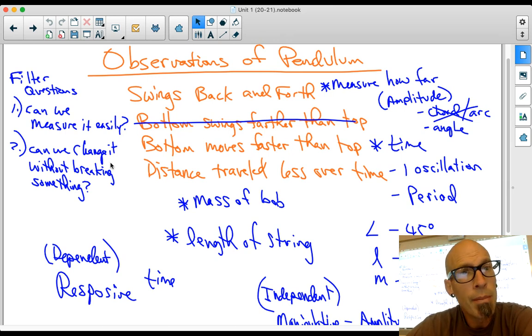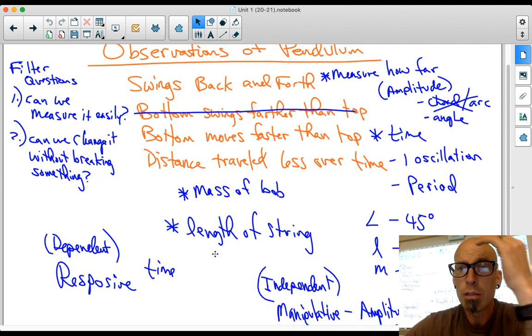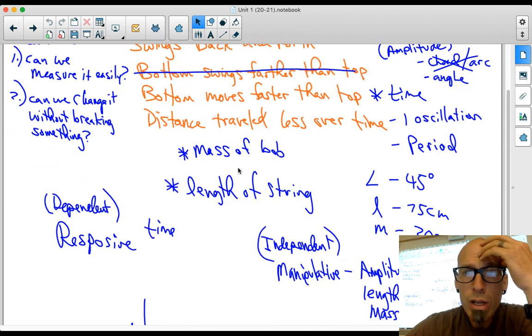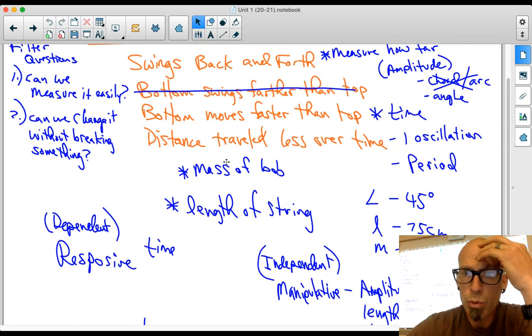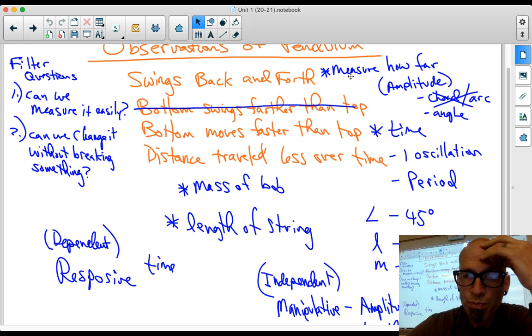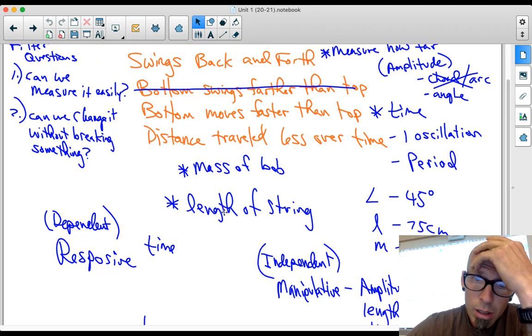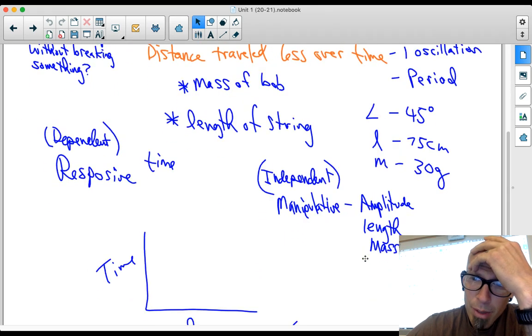And again, how about our filter questions? Can we measure it easily? Can you measure the length of the string? I sure hope so. Can you change the length of the string without breaking it? Why, yes, you can. So it looks like at this point, we actually had four different variables. We had the mass of the bob, the length of the string, the time of oscillation, and the amplitude. So there's 4 variables.